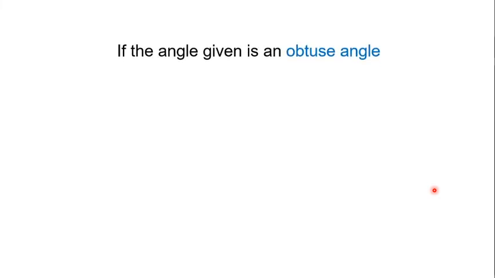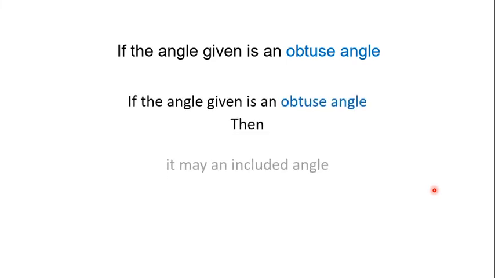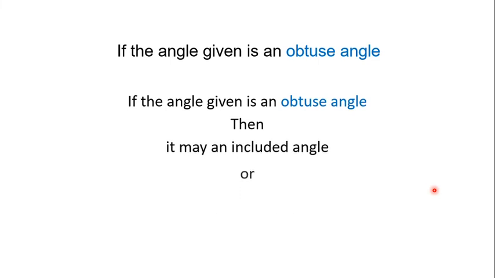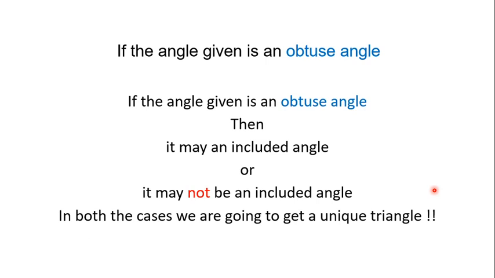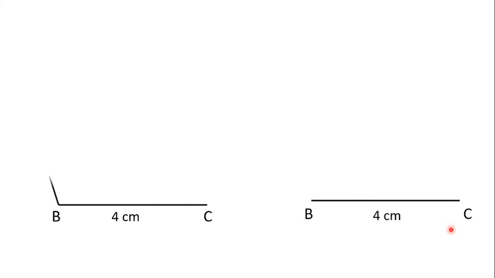Okay. If the given angle is an obtuse angle, so this is the final case. So let us try to understand this. If the given angle is an obtuse angle, then it may be an included angle or it may not be an included angle. In both the cases, we are going to get a unique triangle only. So let us construct this triangles in order to understand this. So base BC is 4 centimeter in both the cases. So here angle B is given say as 100 degrees. Here also angle B is 100 degrees, friends.